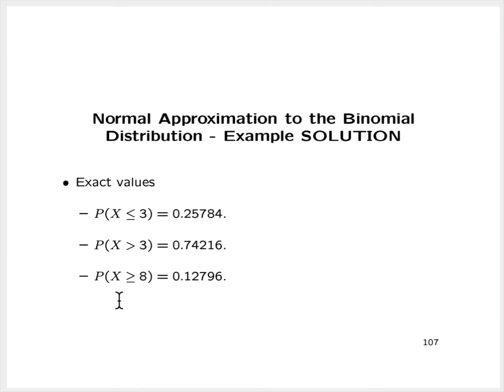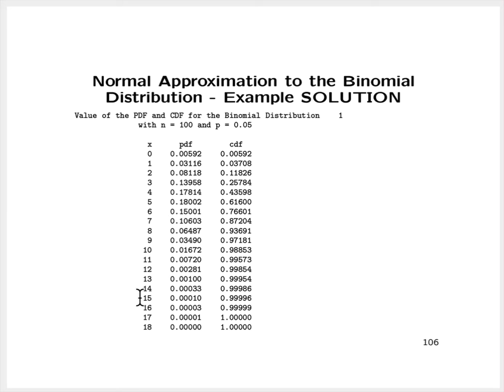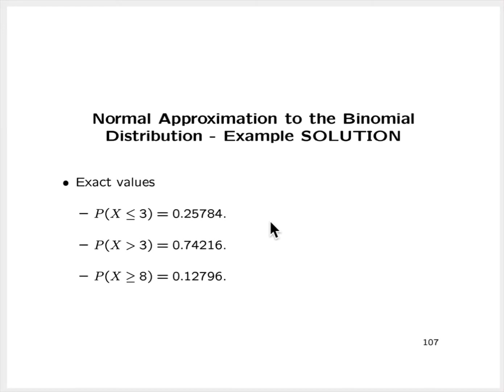Then to find the probability that X is greater than or equal to 8, notice that that is the same as the probability that X is strictly greater than 7, and that is equal to 1 minus the probability that X is less than or equal to 7. And so we could go up here and look up 7, in the column for the CDF. And so we see here that the probability that X is less than or equal to 7 is 0.87204. And so we subtract that from 1 to get the probability that X is strictly greater than 7, which is the same as the probability that X is greater than or equal to 8. And so we have 0.12796.